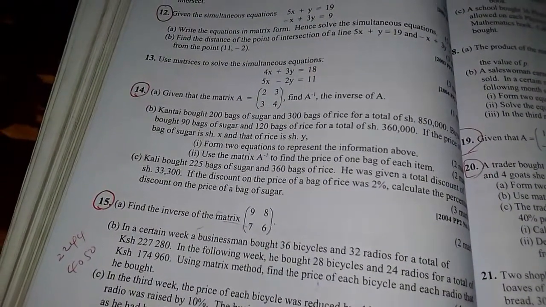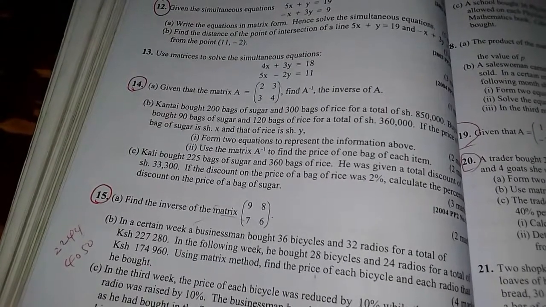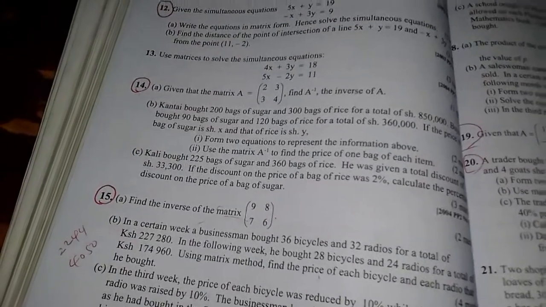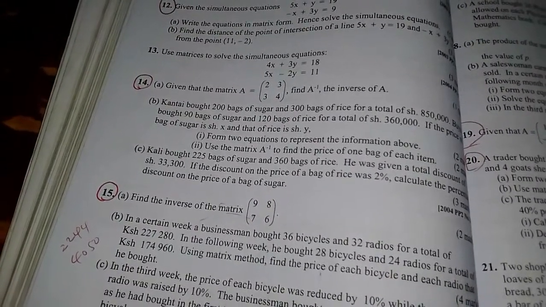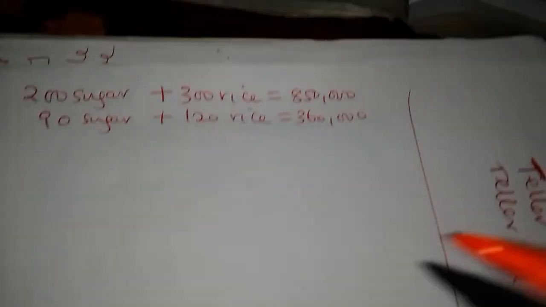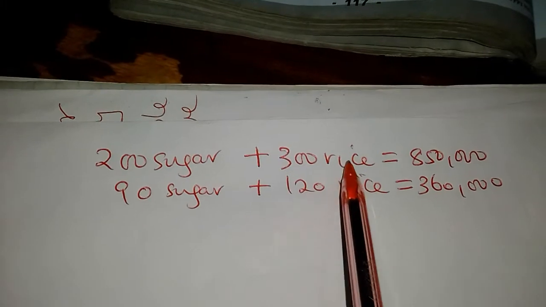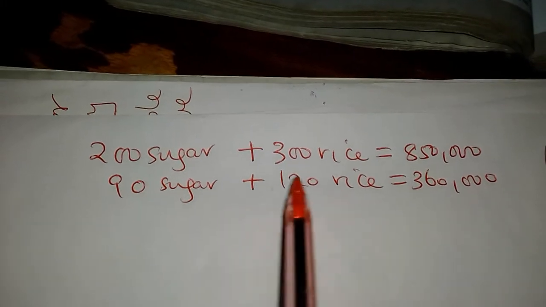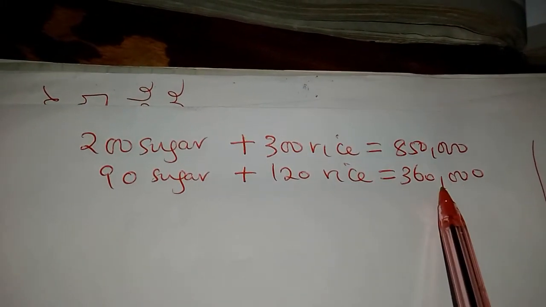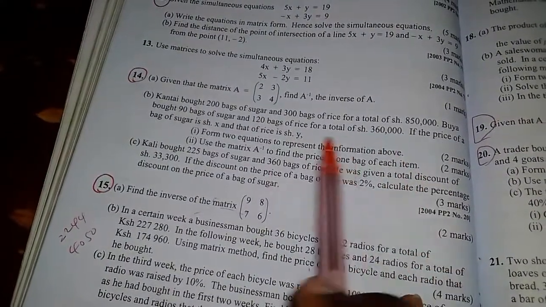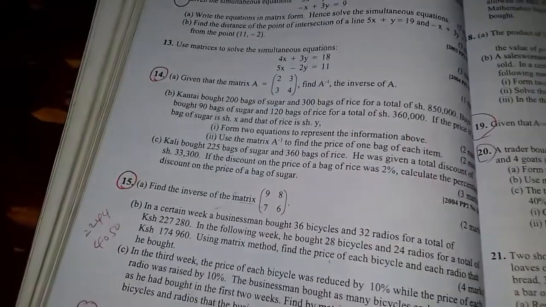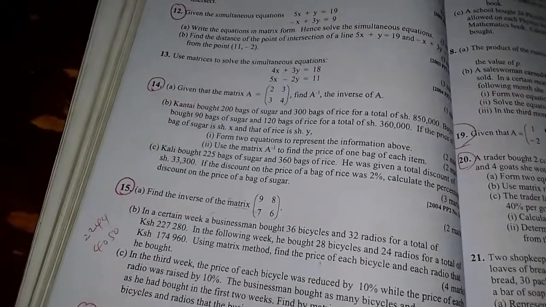Then on the other hand, Buya buys 90 bags of sugar and again buys 120 bags of rice, and then he spends less, that is 360,000. Now look at that summary. 300 bags of rice, 200 bags of sugar at 850,000 Kenyan shillings. 90 bags of sugar, 120 bags of rice at 360,000 Kenyan shillings. So the question asks us to pick the price of a bag of sugar as X and that of rice as Y.